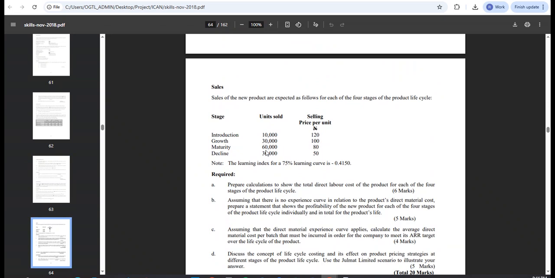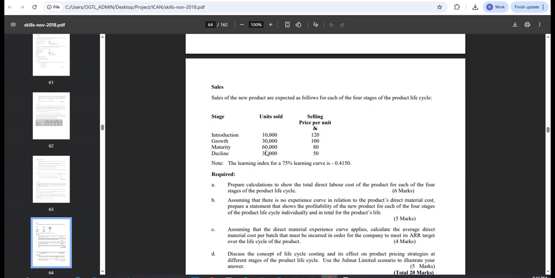Yeah, sales. Okay, sales. Sales of the new product are expected as follows for each of the four stages of the product life cycle: stage, unit, then selling price per unit. All figures assumed to be correct.